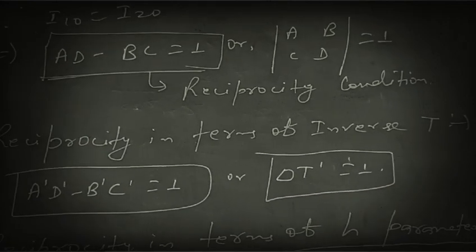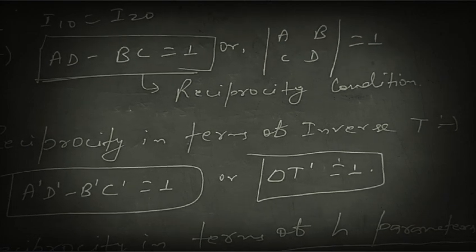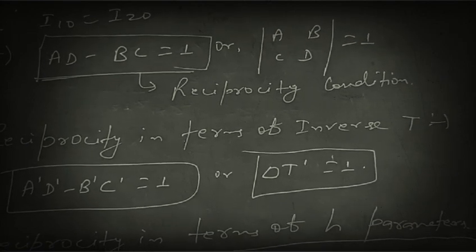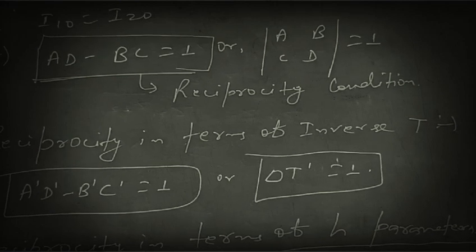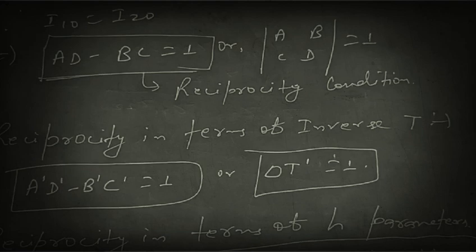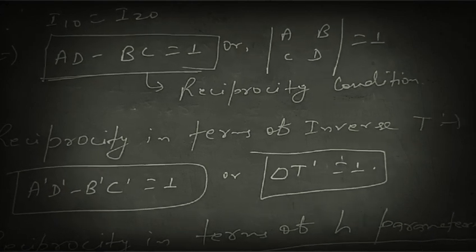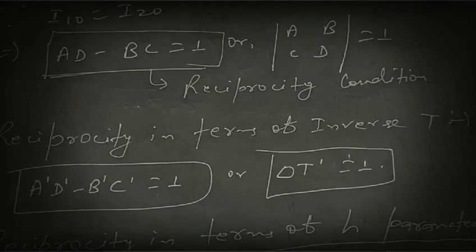Next is the reciprocity condition in terms of inverse transmission parameters, that is A dash, B dash, C dash, D dash parameters. So when we calculate, we will get again A dash D dash minus B dash C dash equal to 1, or determinant of inverse transmission parameter will be equal to 1.